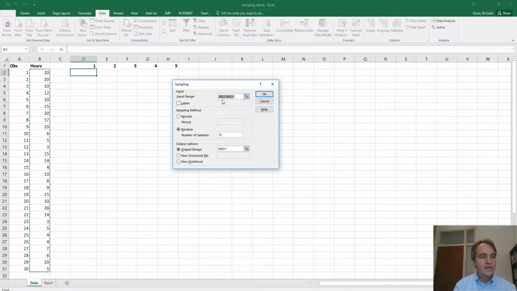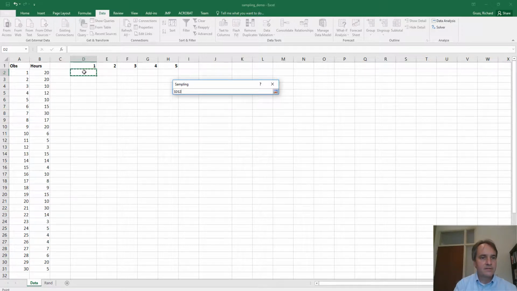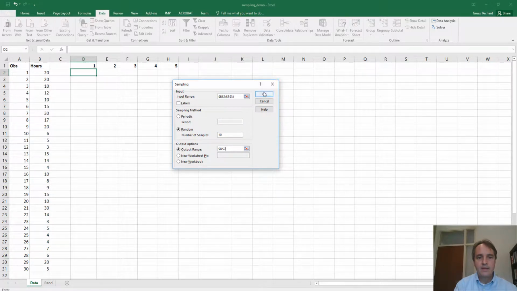The input range is my population of values. I've already got this selected here, cell B2 up to B31. I'm going to draw 10 samples, which means randomly pick a value here, do it 10 times, and then put down what you find. I'm going to select an output range. Here I can just select the top one and it'll fill in down. I'll do that and then click OK.